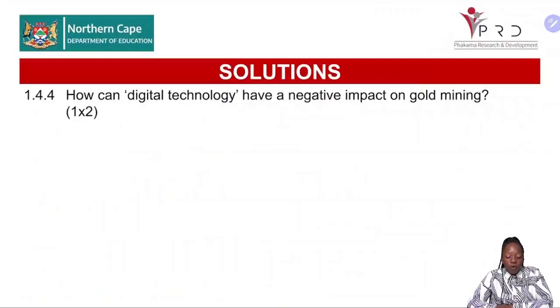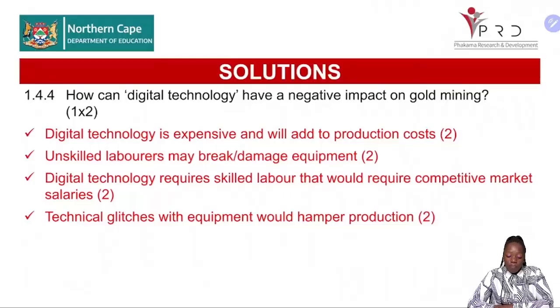Then your 1.4.4, how can digital technology have a negative impact on gold mining? You are supposed to give one response that will give you 2 marks. So to accommodate most of the answers, we're looking at digital technology. How can it be a negative impact? Remember, we have in mind that the technology is more advanced, but now how can the very same technology become a negative impact? Digital technology is expensive, so not each and every company will be able to afford it. And also, even those who can afford it, it will be adding cost, or it will be taking from their profit.